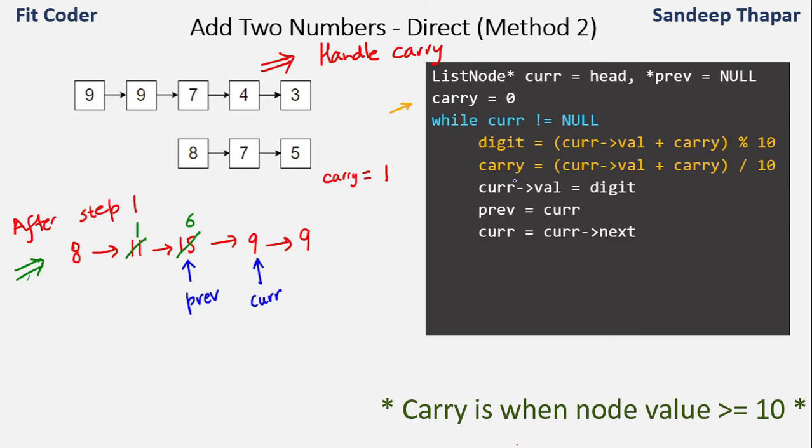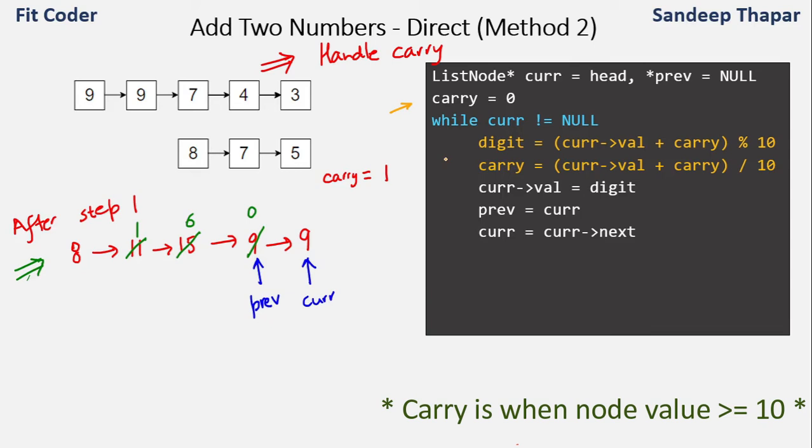In the next step, we again compute digit. So the digit is current value, which is 9, and the carry, which is 1. So 10 modulo 10 is 0 and 10 divided by 10 is 1. So we replace the value of current with the digit, which is 0. So this 9 is replaced by 0 and we have a carry of 1. So after this we move previous and current to the next node. So current comes at 9 and previous comes at 0.